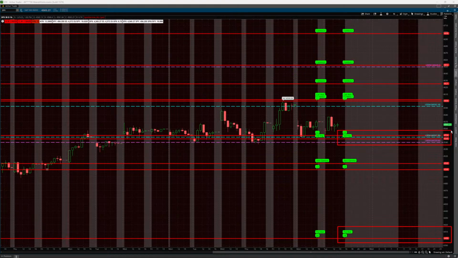Just above that is the 45.50 absolute gamma strike. That's a strike with the largest absolute positive and negative gamma. So that's where most of the gamma weighted open interest is concentrated. And then above that is the call wall at 4,600. And that's a strike with the largest net positive gamma that can be expected to act as resistance. So as I mentioned before, this 45.50 to 4,600 is the current range.